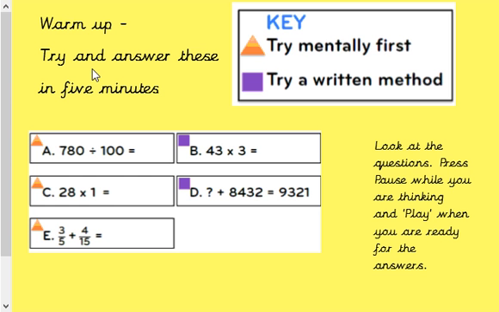We're going to start this morning with our mental oral warm-up. You've got 5 questions as per usual. They're slightly different from yesterday. 2 of them will be written method questions. 3 of them will be mental oral questions. Try and get as close to 5 minutes as you possibly can. And press pause while you're working, and then when you're ready to hear me talk about the answers, press play.